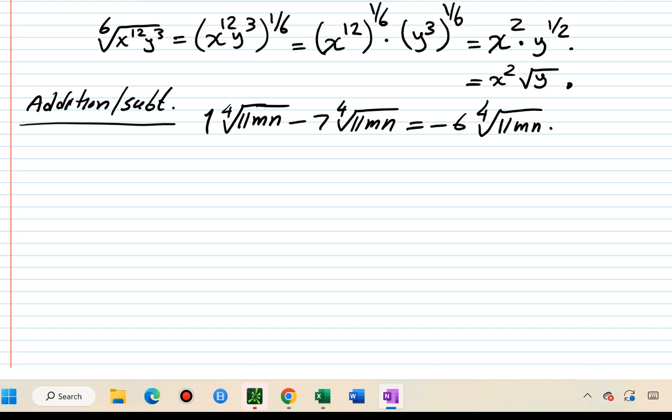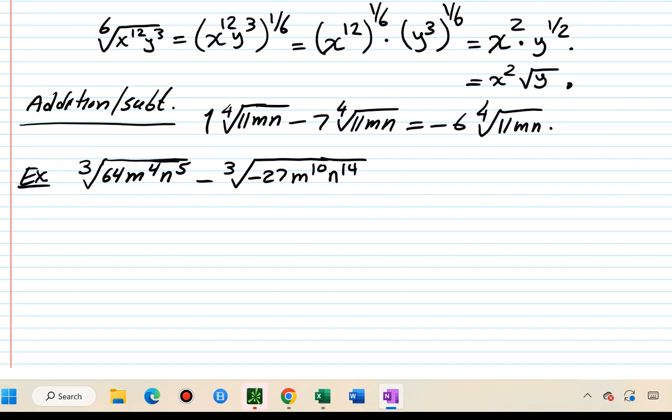Now, what if they're not like radicals to begin with? If they're not, we may be able to rewrite them, simplify them, and then hopefully they become like radicals. So let's do an example of a cube root here. Suppose I have the cube root of 64 m to the fourth n to the fifth, and then I want to subtract the cube root of negative 27 m to the 10th n to the 14th. Suppose I want to subtract them.